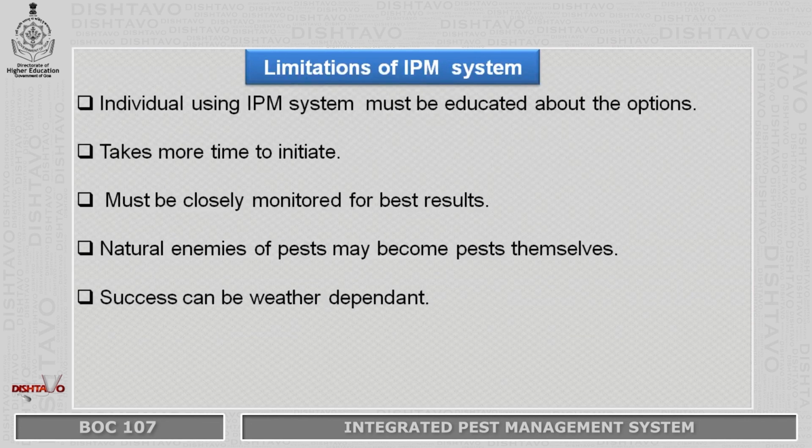Coming to the limitations of the IPM system. Now, the first one, the individuals or farmers using this system must be educated about the options. Now, what are the options? We need to educate them and tell them this particular method involves three approaches, that is biological, mechanical and chemical. And all these three approaches work together at the same time. Also, the result will depend upon different environmental conditions.